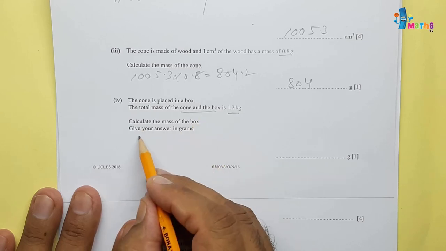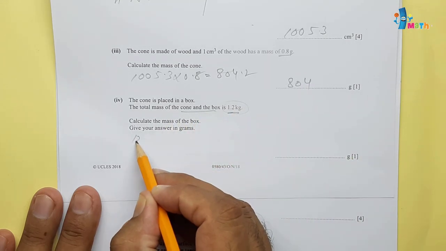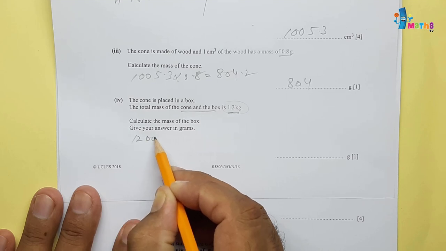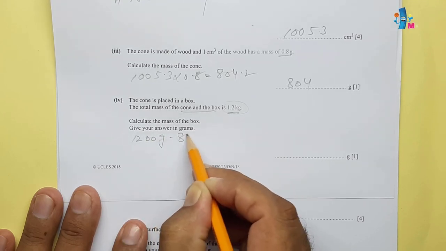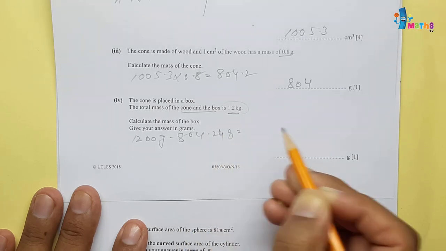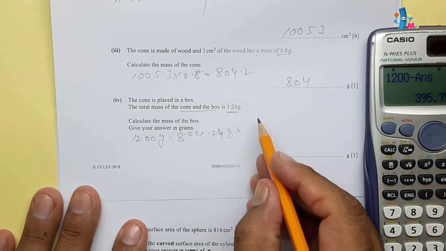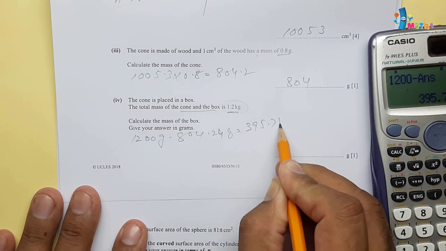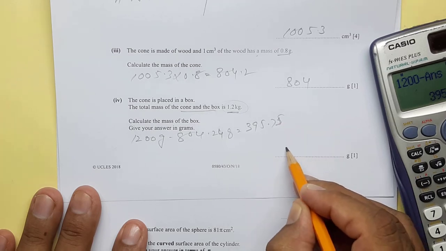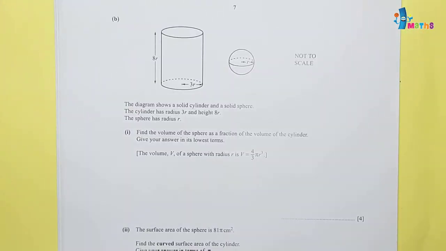So the mass of the box will be this one. We can convert into grams because this is in grams. So 1200 grams minus 804.24 grams. So this will be equal to 395.75. So we can write it as 396 grams. The unit is already mentioned.